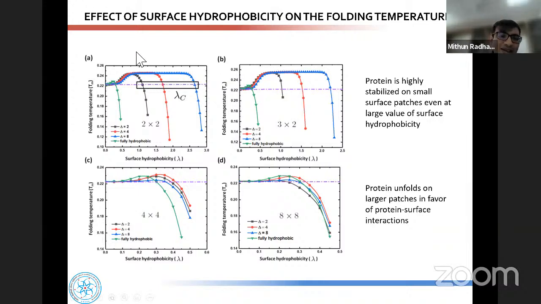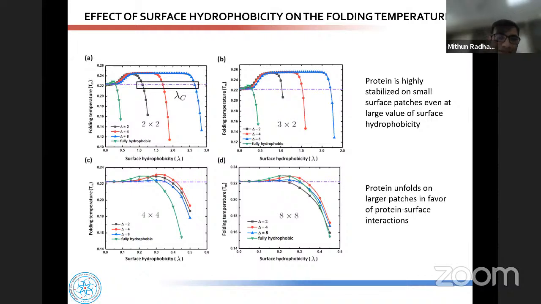And as I decrease the distance between the patches for 2 cross 2, you see the transition where it becomes unstable or unfolds shifts to lower values of lambda, right? So for example, for my delta 8, it is around 2.8 or 2.6. Then when delta becomes 4, it shifts to around 1.7. And when delta equals 2, it shifts to almost close to 1.